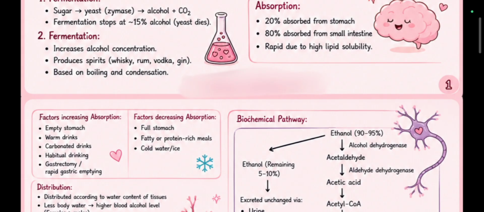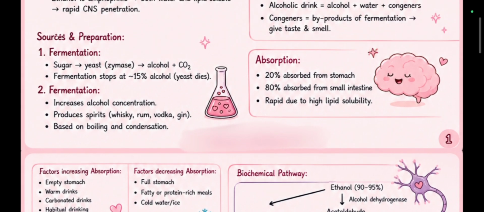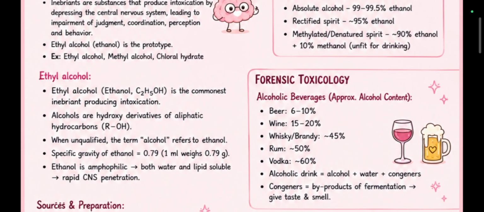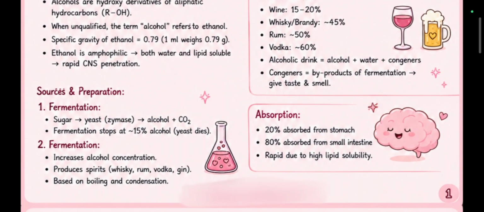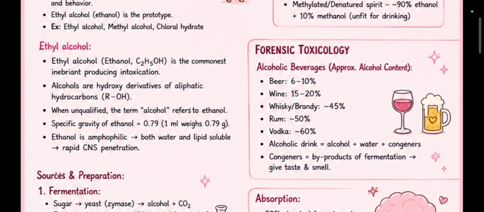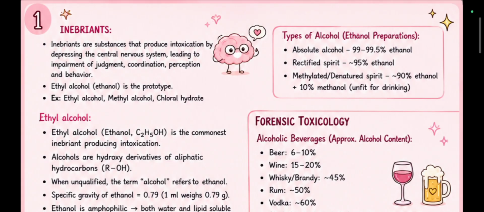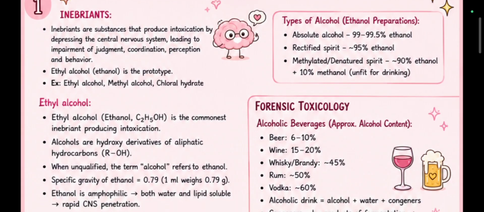Now, what are the factors which decrease the absorption? Full stomach, fatty or protein rich meals, and cold water or ice. So until now we learned what is ethyl alcohol, some introductory points. We learned about the sources and preparation. We also learned about the beverages: beer, wine, whiskey, brandy, rum, vodka. Highest is in vodka, and the types: absolute alcohol, rectified spirit, and methylated spirit.